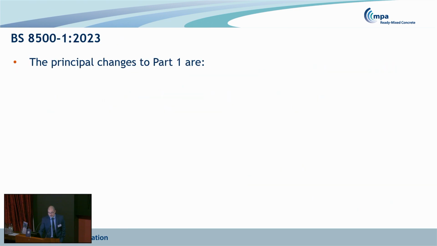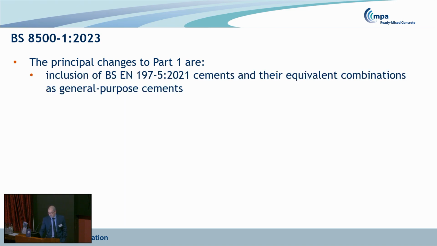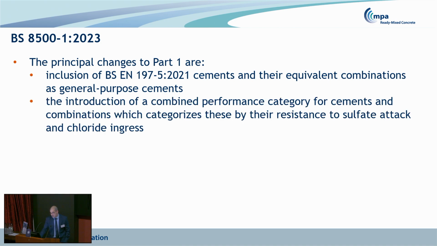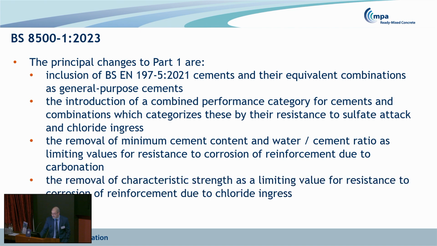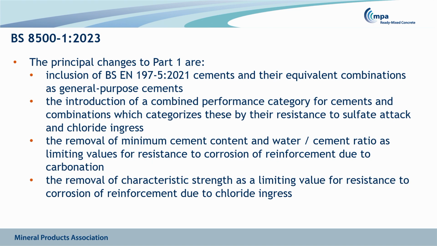So just to run through quickly the main changes to the standards. I'll go into the detail behind these a little more later. We've included BS EN 197 Part 5 cements and their equivalent combinations as general purpose cements. We've introduced a new concept of combined performance category for cements, and this categorises cements by their resistance to sulfate attack and chloride ingress. We've removed the minimum cement content and water cement ratio as limiting values for resistance to corrosion of reinforcement due to carbonation. And we've removed characteristic strength as a limiting value for resistance to corrosion of reinforcement due to chloride ingress.